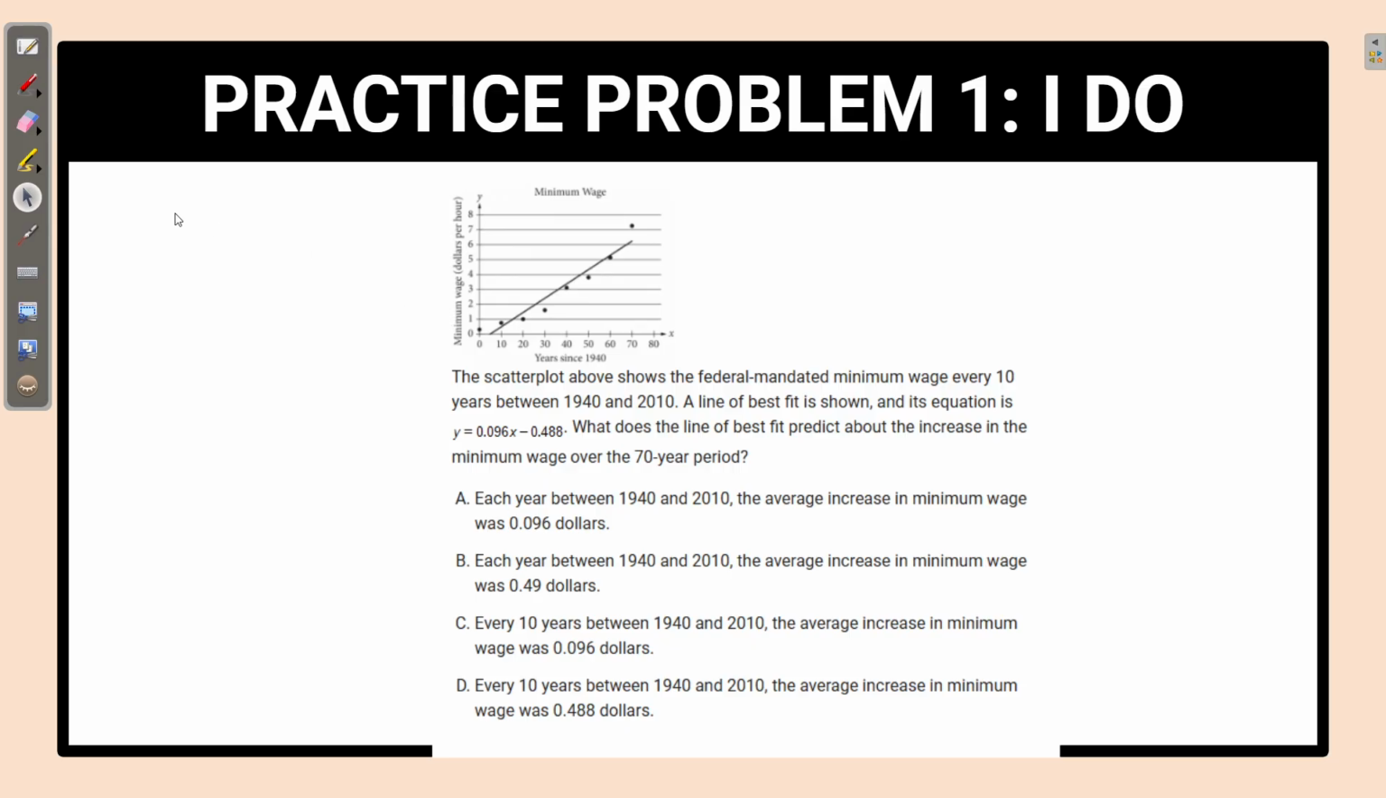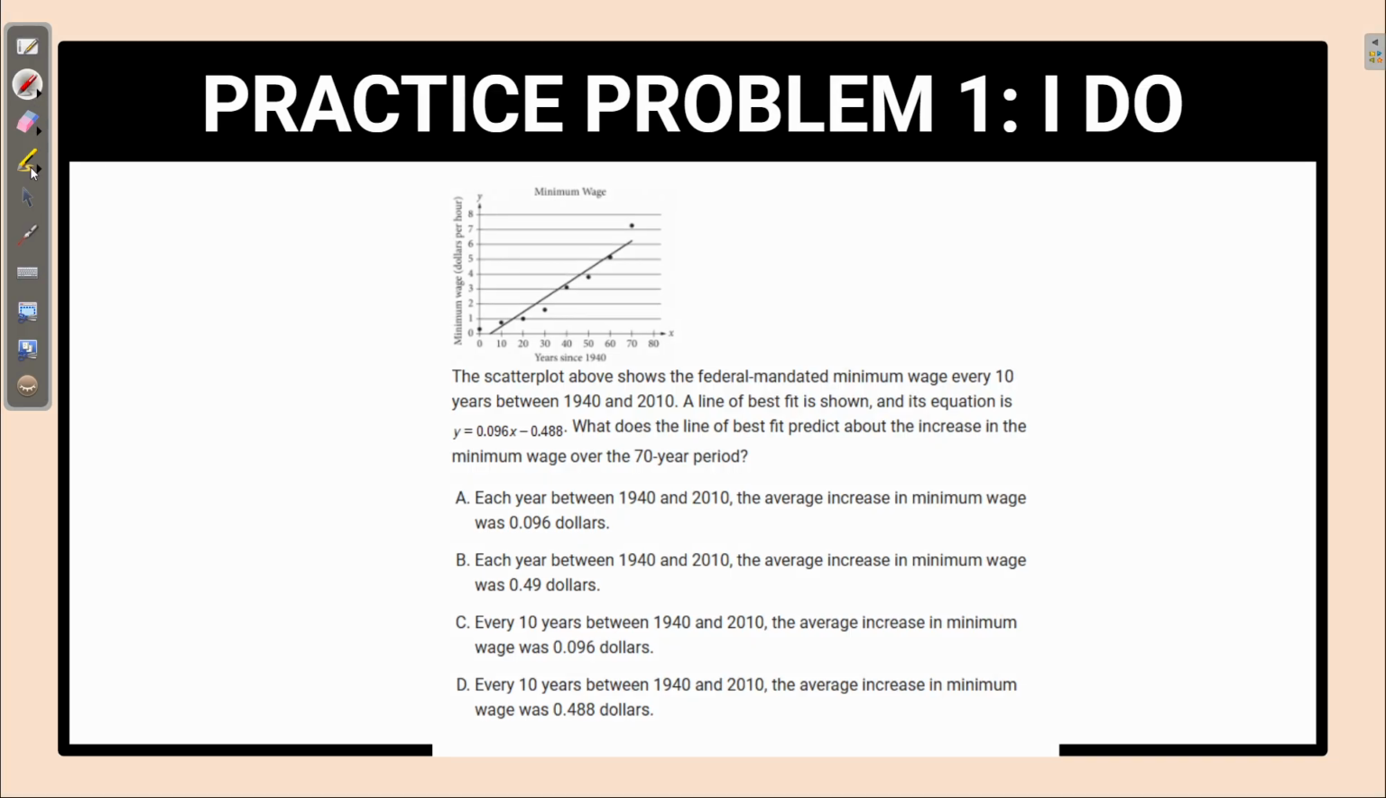So what I notice is that each of these questions has some period of time, each year or each 10 years between 1940 and 2010, the average minimum wage increase, or the average increase in minimum wage was, and then by some amount.